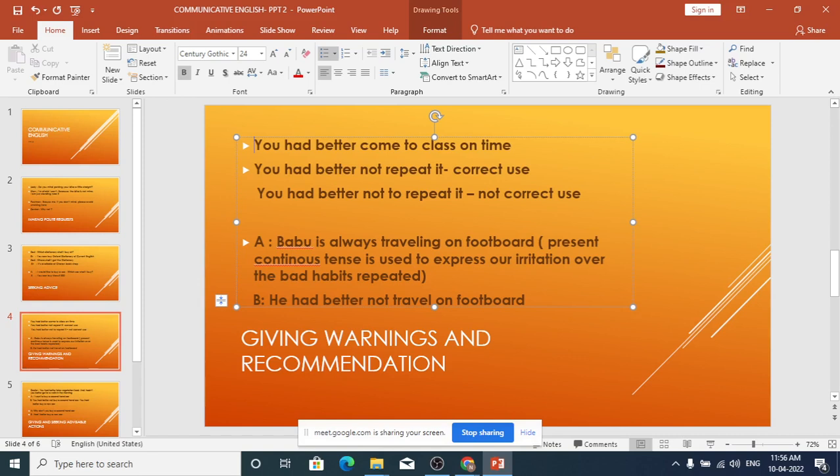If someone says, you had better not take non-vegetarian during summer, like that. Any warning or recommendation you are giving, you can start the sentence with you had better. Keep this in mind. Whenever you want to warn somebody, usually whom will you warn? Either your friend or your juniors or your younger sister or younger brother, like that.